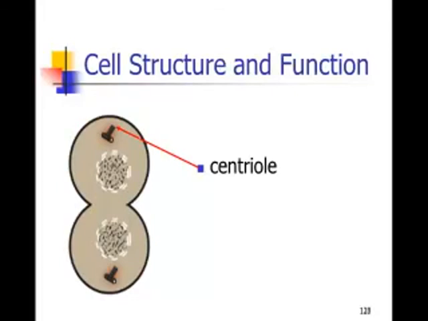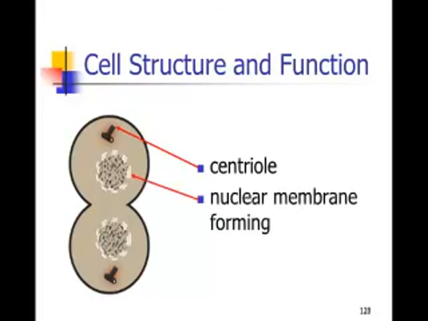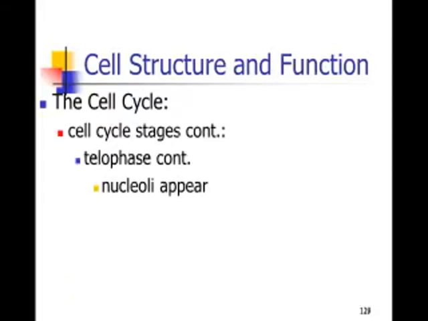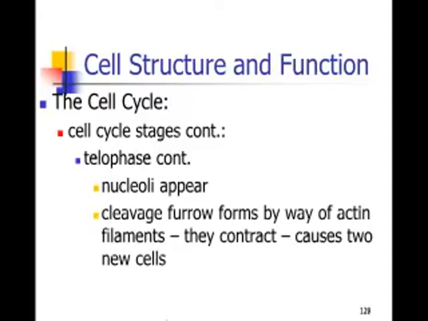So here, there's the new centriole, one at each end. We got the new nuclear membrane forming, the cleavage furrow, and again, more stuff about telophase. So the nucleoli appear again during telophase. Cleavage furrow appears to be involving actin filaments. Actin filaments are protein filaments that have contractile properties, and this causes the cells to pinch off.